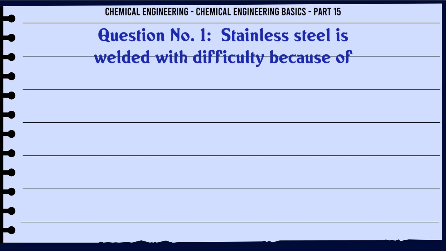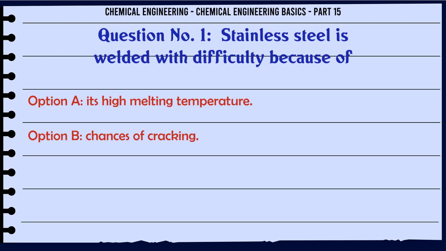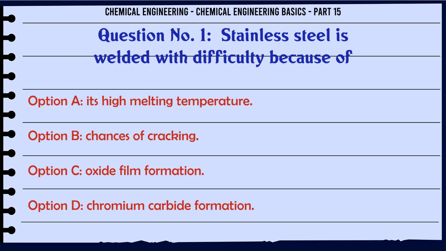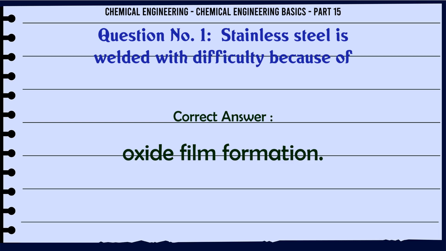Stainless steel is welded with difficulty because of A. Its high melting temperature. B. Chances of cracking. C. Oxide film formation. D. Chromium carbide formation. The correct answer is oxide film formation.